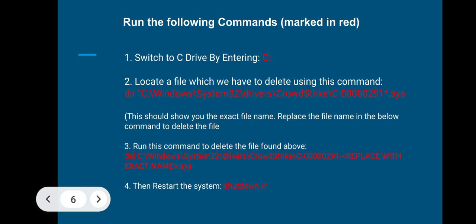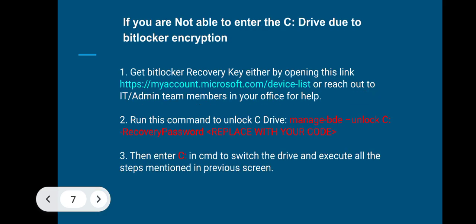For most users, the following steps will work fine, but some might run into an error saying that your device is locked by BitLocker encryption or encrypted by BitLocker. For that, we have to follow these steps. First of all, we have to get the BitLocker recovery key. We can get this either by visiting this link, which we will also mention in the description of this video, or you can reach out to your IT or admin team members in your office, school or organization.